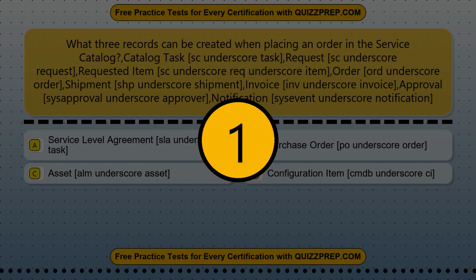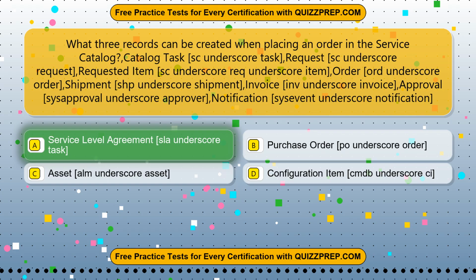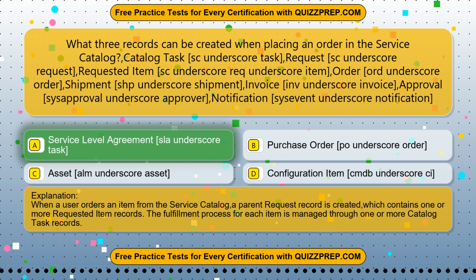The correct answer is option A, service level agreement, SLA_task. When a user orders an item from the service catalog, a parent request record is created, which contains one or more requested item records. The fulfillment process for each item is managed through one or more catalog task records.